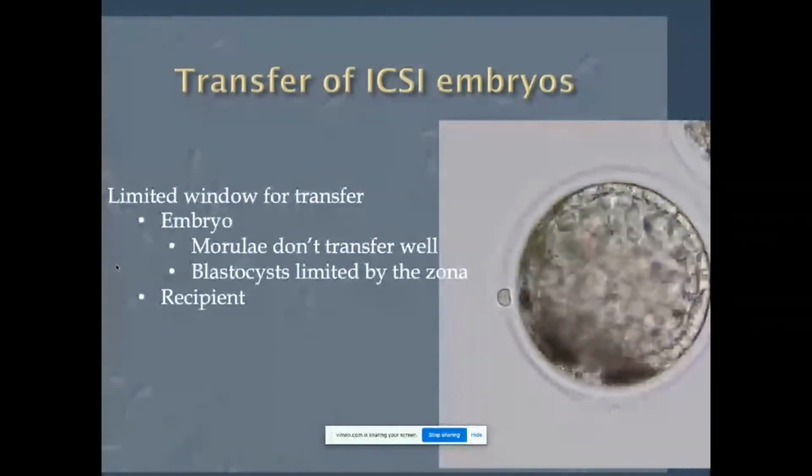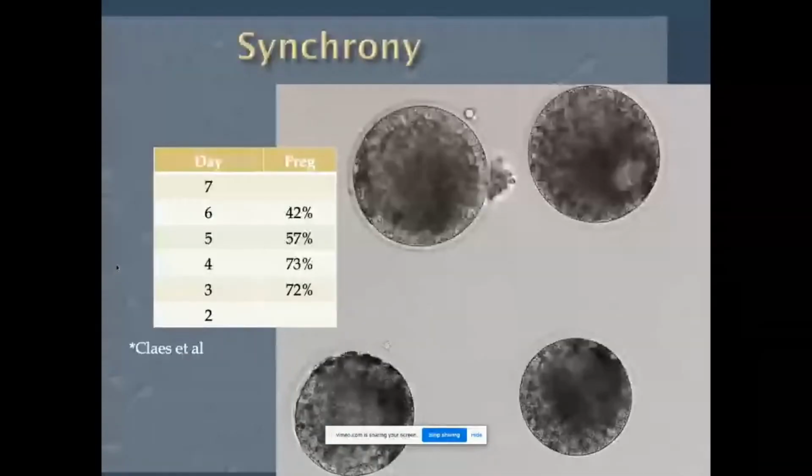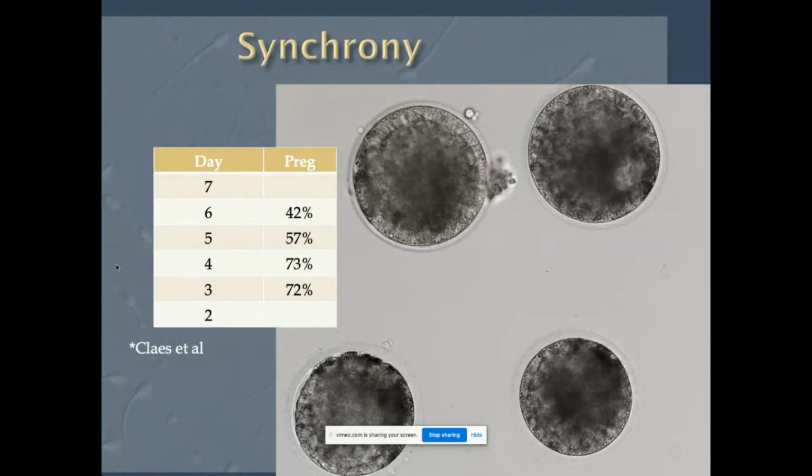Recipient is the other thing. Of course, normally with in vivo embryos, we have a wide range of synchrony, but with these in vitro embryos, in the numbers we deal with, we don't have quite that window of synchrony to use. And these are numbers from Utrecht as well.